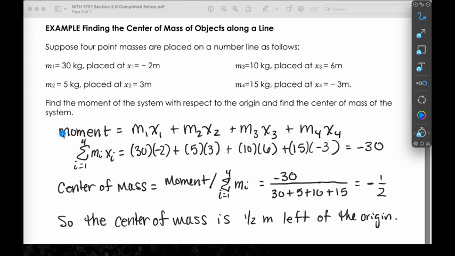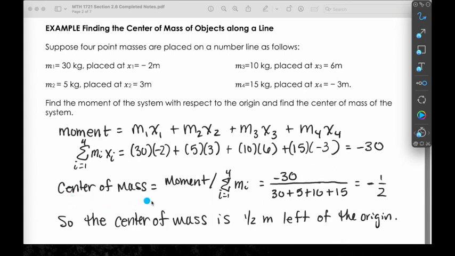So to find the moment, the first thing you want to do is multiply all the masses with the corresponding distance from the center, and then you want to add them up. So that's what I did here. I took 30 times -2, because that's this mass with this distance from the center. Then I took 5 times 3, that's this times this, and I went ahead and did that for the last 2 points as well, and then added it all up, and I got that the moment was -30.